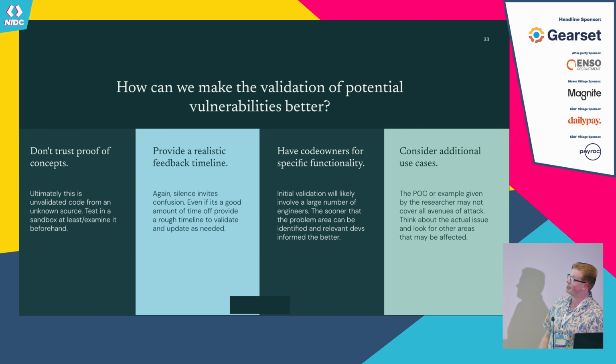And then consider additional use cases. If the researcher is nice, they're probably going to give you some proof of concept code. They're probably going to give you some examples. If they're really nice, they might actually give you snippets of where they reverse engineered your product and tracked the code through. Just because they have given you this, it does not mean it is the only area in your product that is susceptible to this.